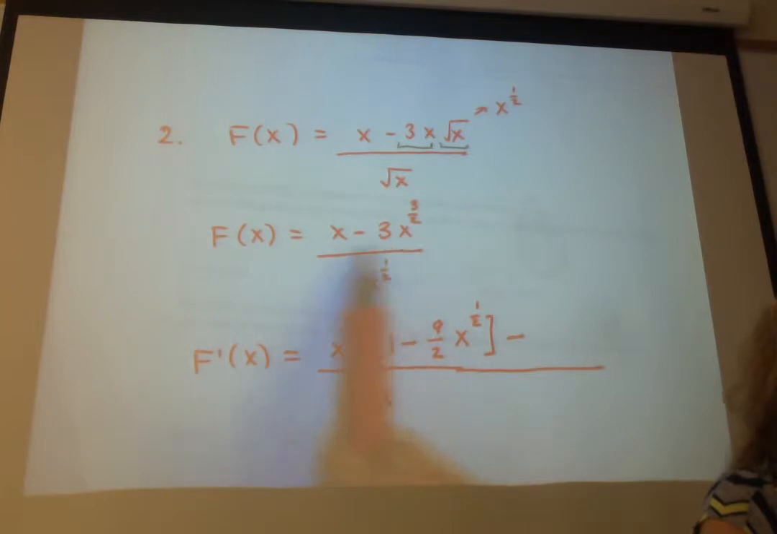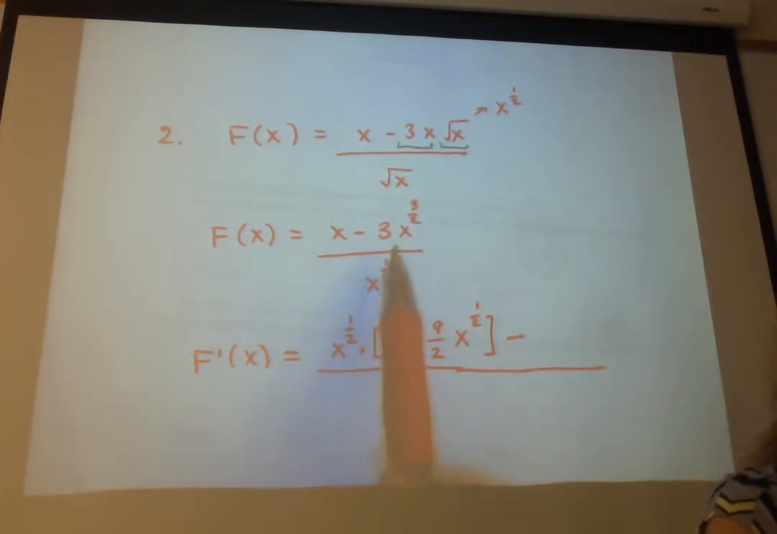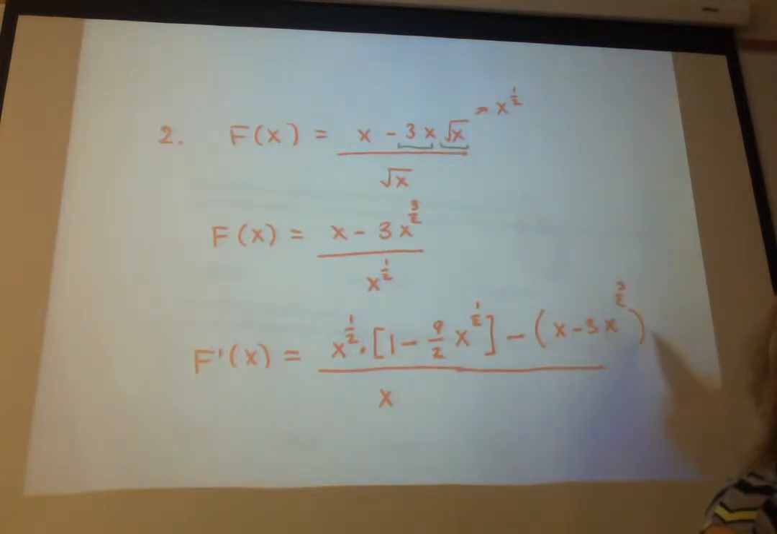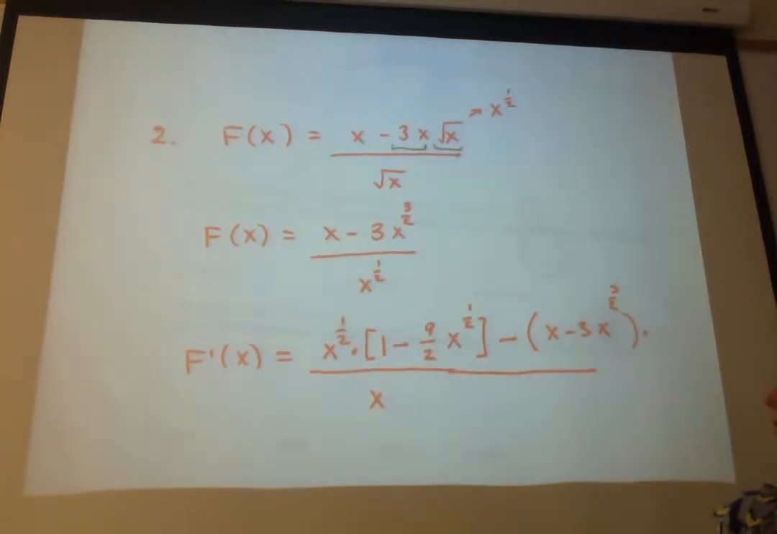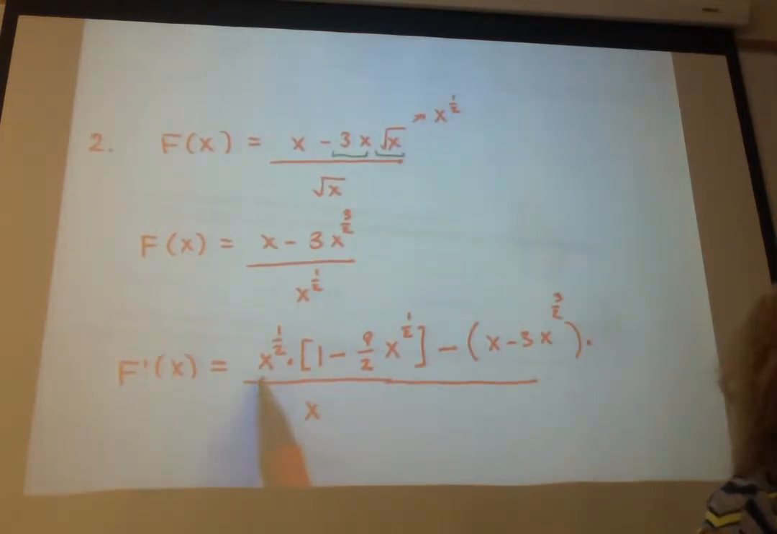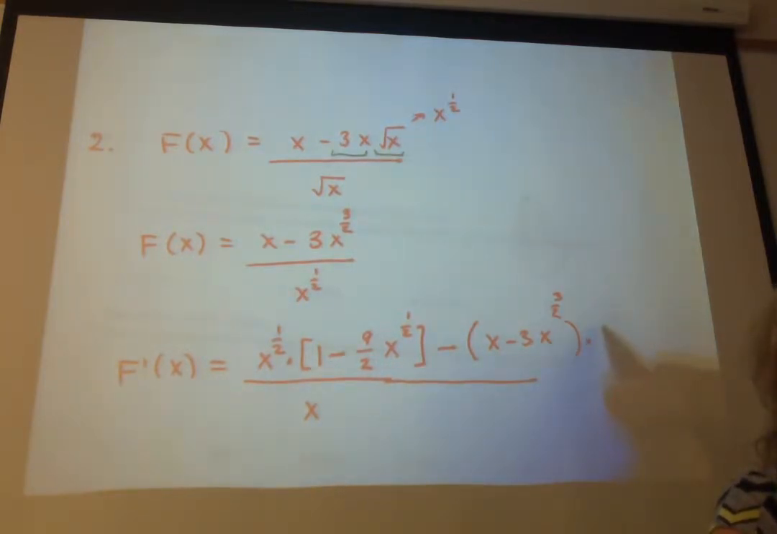Minus, now the numerator stays the same, correct? Now notice there's 2 terms here, so I'm going to make sure I put that in grouping symbols. And then it's going to be times the derivative of x to the 1/2, which, Sylvia, would be? Okay, so good. 1/2 and then x to the negative 1/2.